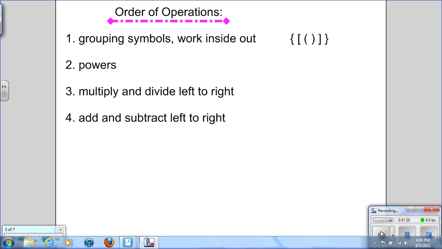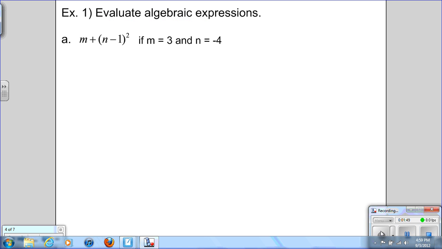Step number 2, you're going to evaluate any powers. We're talking about exponents here. If you see them, make sure you do that next. After that, if you have multiplication and division, you need to go from left to right. And finally, your very last operation would always be to add or subtract, and you need to work those from left to right too.